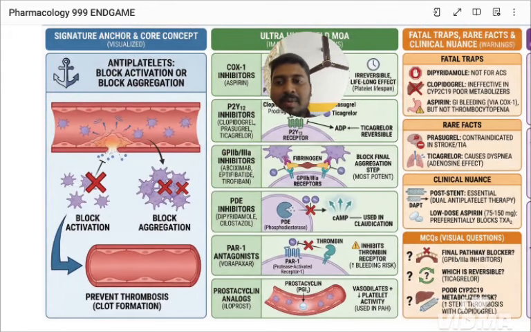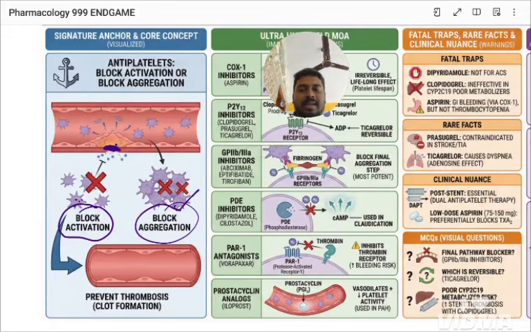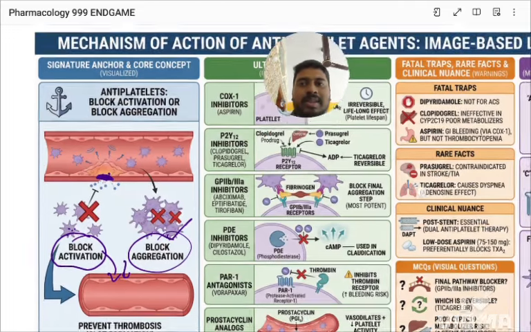One is which blocks activation of platelets. Activation means when platelets have these granules, they will be released, and that causes various functions of clotting. So this is known as platelet activation blockers. And second is which blocks aggregation of platelets. Once platelets come nearby, they'll aggregate and block the clot, right? So that is by blocking platelet aggregation. Finally, both actions will be to prevent thrombosis, that is to prevent clot formation.